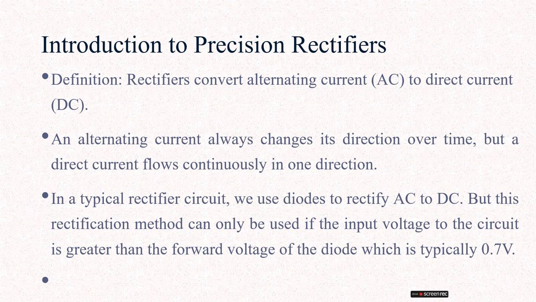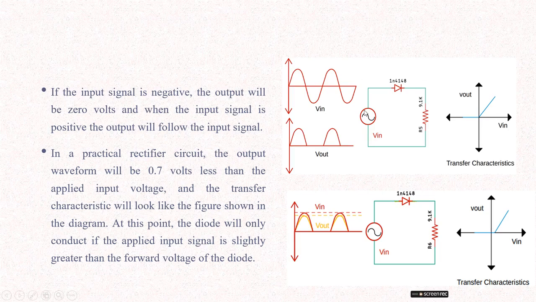So according to the input signals, an alternating current always changes direction. Good, so you understood that. Now this is the simple rectifier operation. From the screen you observe the circuit. This is the diode circuit, and this is the ideal transfer characteristic. If I consider the practical case, some voltage drop occurs. See in the output, the 0.7 V.